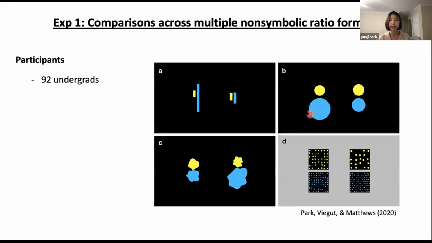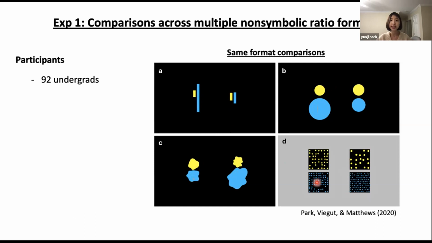We used the formats and task from our previous study, which looked at developmental changes in RPS processing ability with these multiple ratio comparison formats: line, circle, blob, and dots. People choose which ratio is larger in this comparison task, with ratios presented by two line lengths, circle areas, blob areas, or numbers of dots in arrays. We named this a same-format comparison.